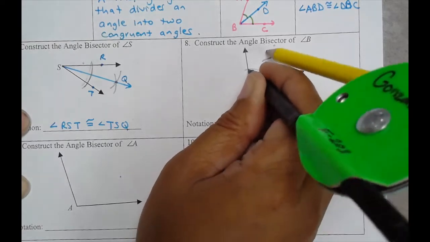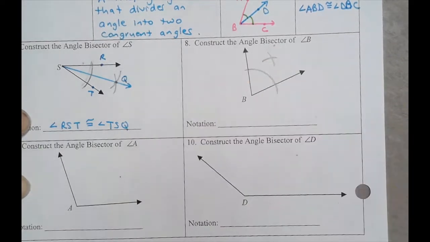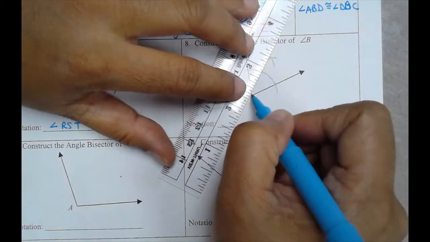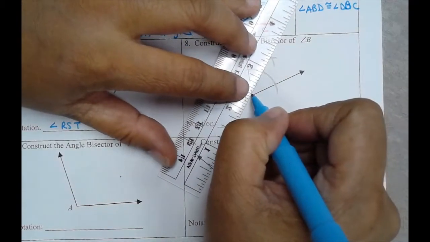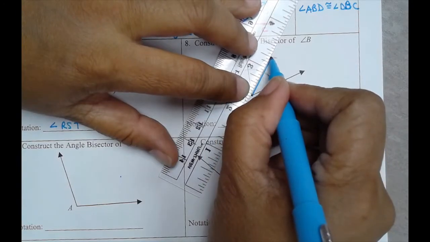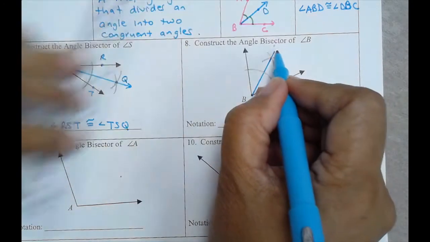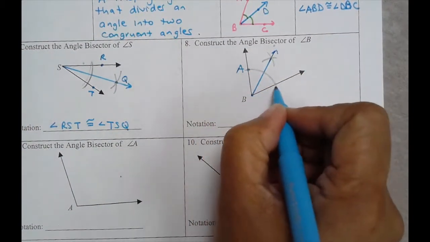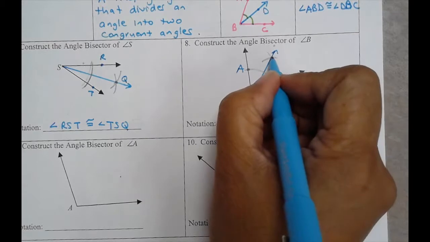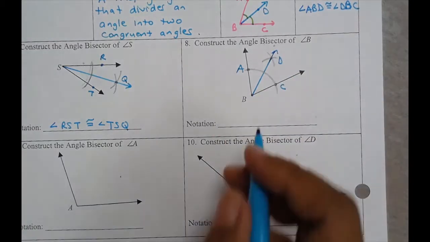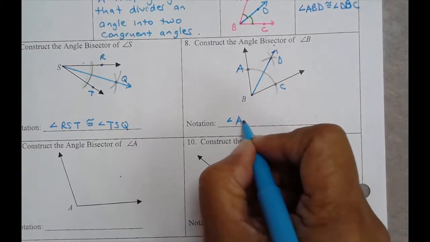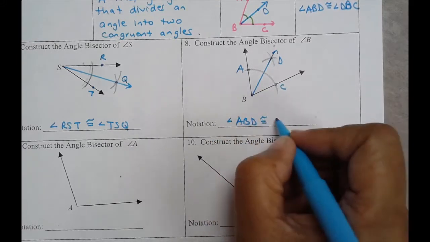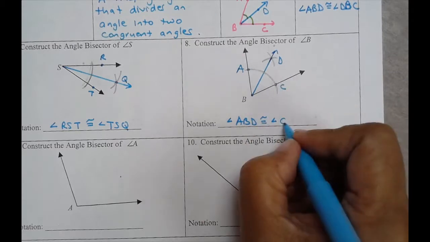Let's see. Where the X is where I'm going to draw my ray. So I'm starting with B. I'm going to go ahead and draw this through there. And then let's make this A right here, B, and I'll make that C. And let's make this D. Okay? So angle ABD, which is this angle here, is congruent to angle CBD.